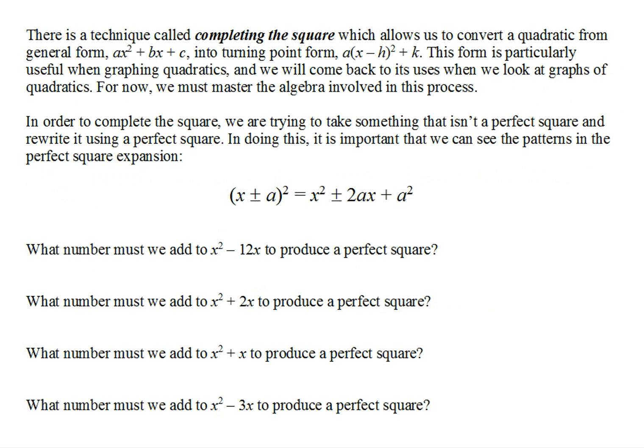Okay, so that's a little bit about what perfect squares look like and the patterns that we get in expanding them. What we want to get towards is this idea of completing the square, and the main reason you might complete the square would be to get a quadratic equation from general form into turning point form, and that can be a really useful thing to do for a number of different reasons in terms of graphing, finding inverse functions, all sorts of different things. So we'll come back to uses down the track. But for now we just want to deal with the algebra of this process.